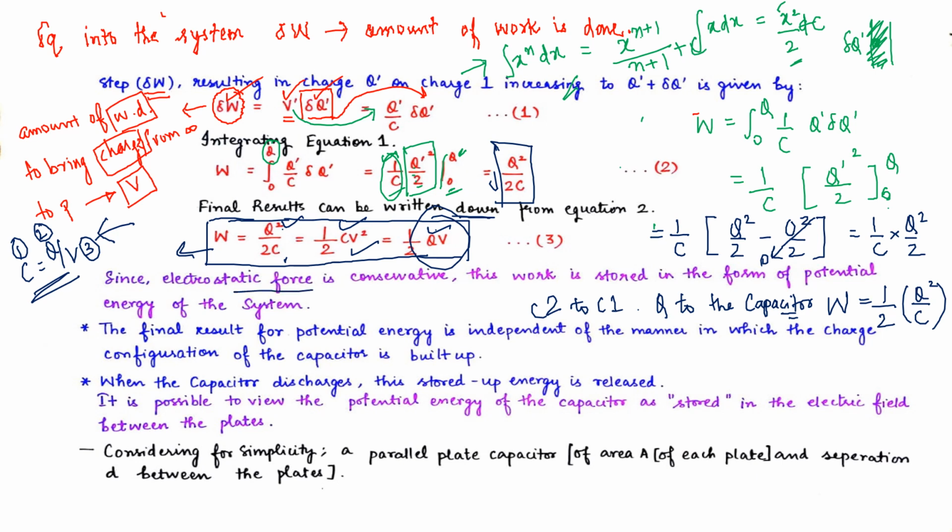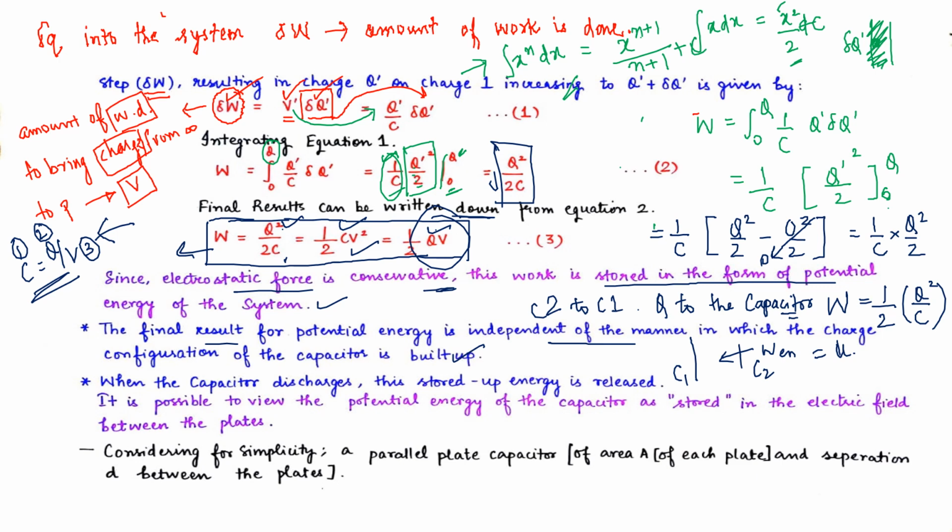Now, since the electrostatic force is conservative, this work is stored in the form of potential energy of the system, of course. The final result for potential energy is independent of the manner in which the charge configuration of the capacitor is built up. We do not need to specify how the charge is being built up. Like this is C1 and this is C2. If we provide external work, that will be stored as potential energy, but it does not depend on how this charge has traveled. The charge from C2 can go to the outer world and come back to C1, can go directly to C1, can go to the head of C2 and then come to the foot of C1. Whatever means we use to transfer charge from C2 to C1 does not matter.